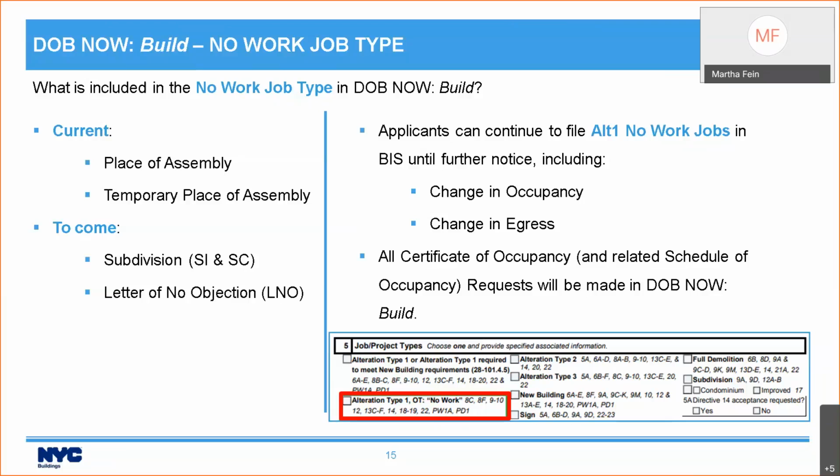Also not in DOB NOW: Build is Alt-1 no work jobs. Those are remaining in BIS until further notice, and that includes change in occupancy and change in egress. Now, if you are filing an Alt-1 no work job, then you do need to still request your certificate of occupancy and the related schedule of occupancy in DOB NOW: Build. And the process for doing that, again, you can find in the other training we are doing for this release.